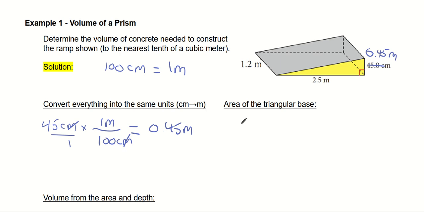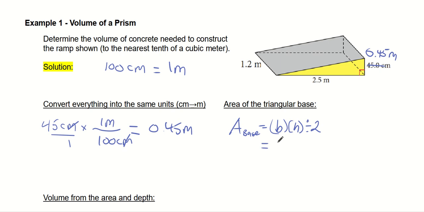Okay, so the area of the triangle base. The area of the base, and I'm going to use A with an underscore base. That's essentially a triangle, so the triangle formula. Do you remember that triangle formula? It is base times height divided by 2.